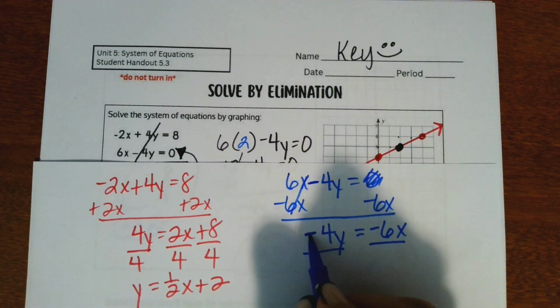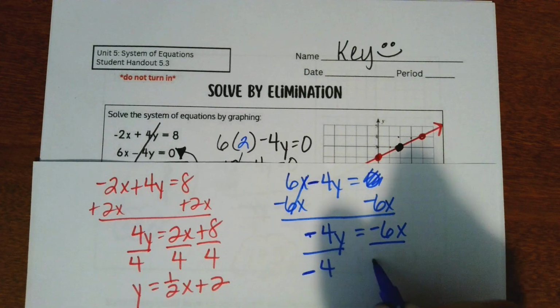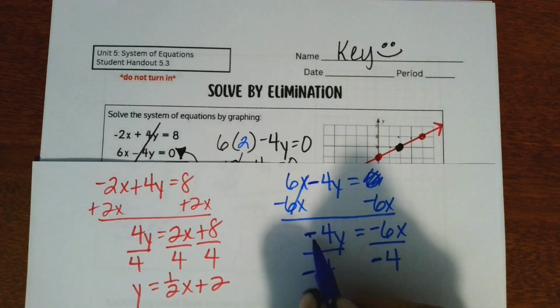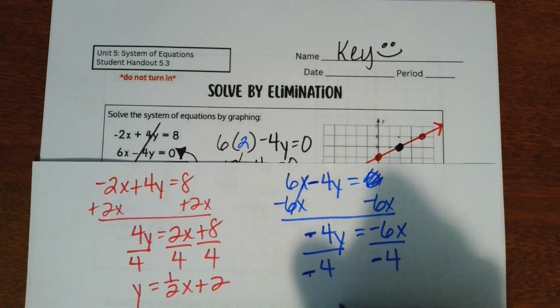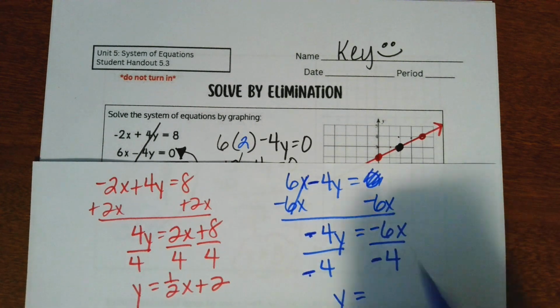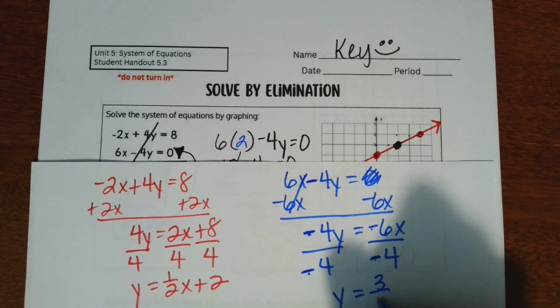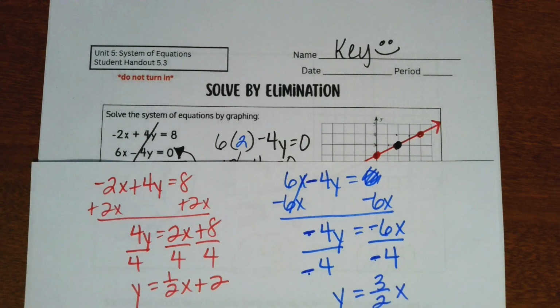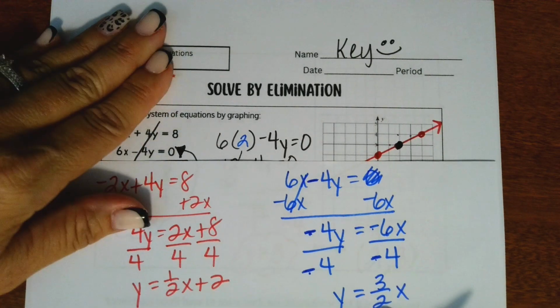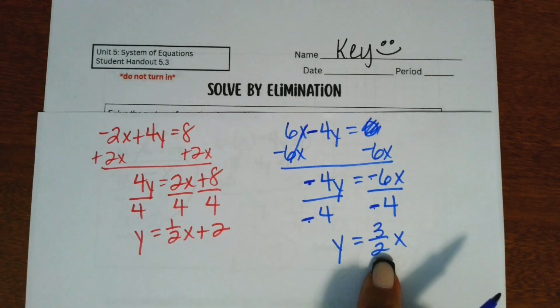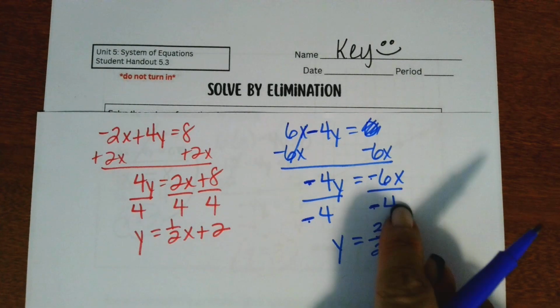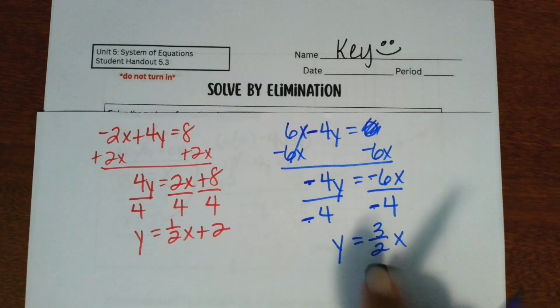Divide by negative 4. Do not forget that negative. Negative divided by negative gives us the positive y. Negative divided by negative gives us a positive slope, and 6 over 4 reduces to 3 over 2. So make sure you simplify. Ooh, I'm off the page there. Okay, make sure you simplify 6 over 4 to 3 over 2.